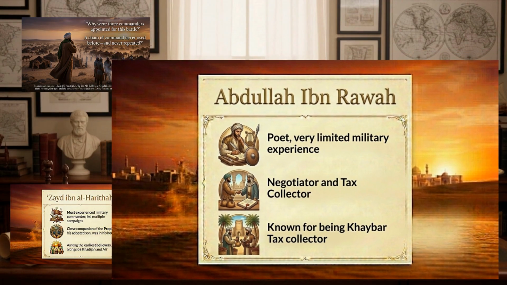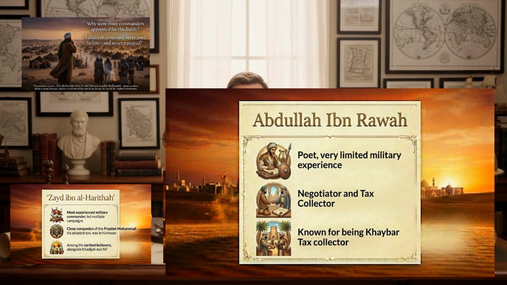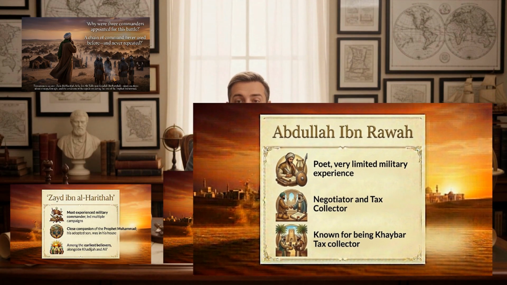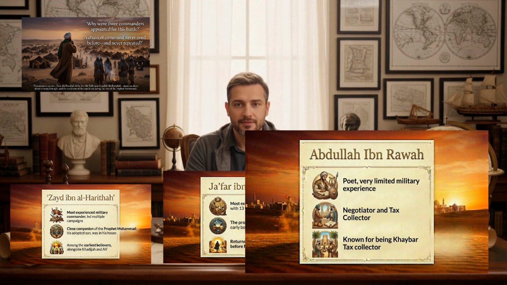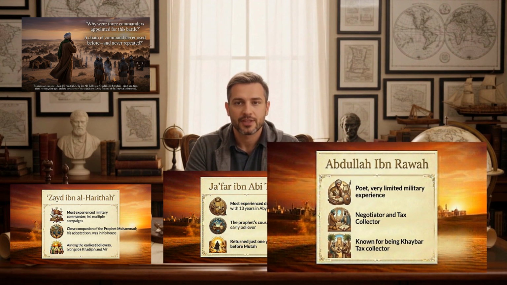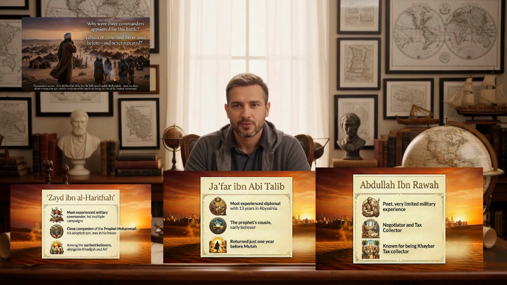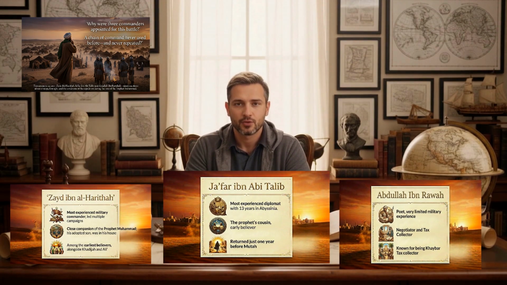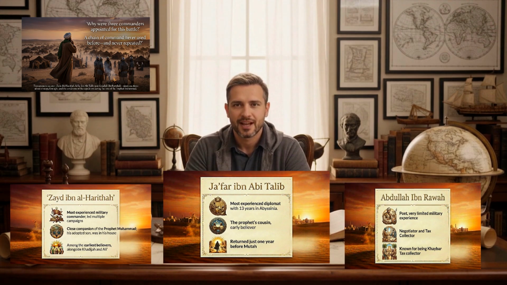There is also a reported expedition involving Abdullah ibn Rawaha and a very small group, around 30 men, sent toward Khaybar to engage in negotiation with a local leader. During that encounter, tensions escalated into a violent clash, resulting in the death of the opposing party and his men, while the Muslim side reportedly suffered no losses. So while Abdullah ibn Rawaha was respected for his faith, poetry, and service, his background was more limited in large-scale military leadership compared to others.